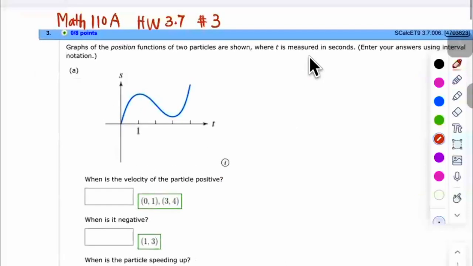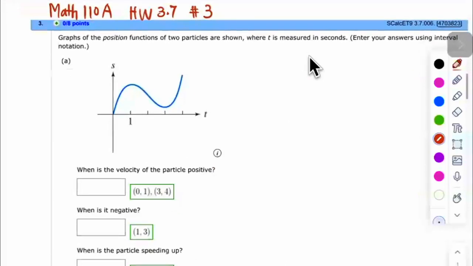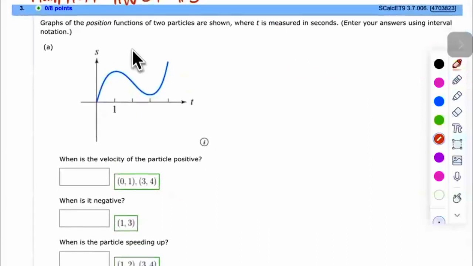So we are doing this homework problem 3.7, rate of change in the natural sciences, number 3. Over here we have the graph of this position function. Notice that this one here is the position, the t over here is the time, and this s here is the position.